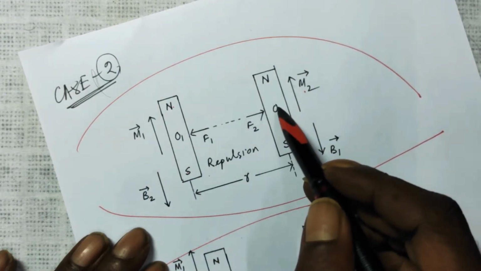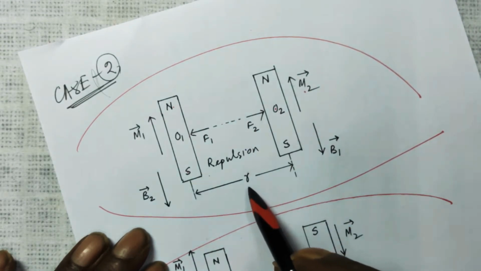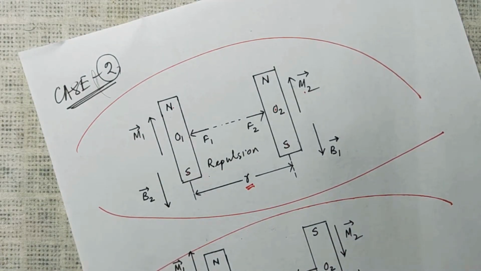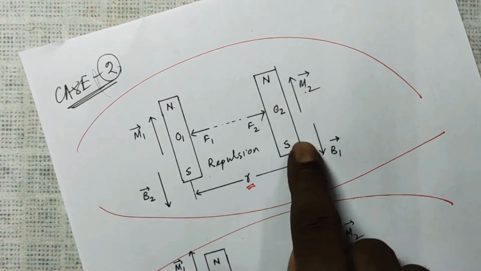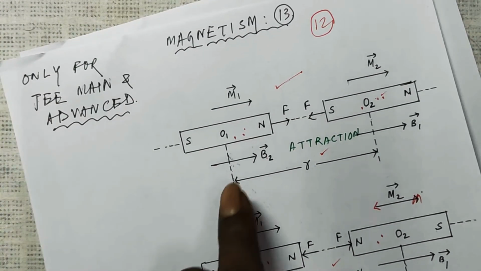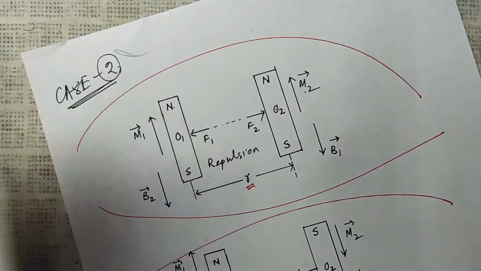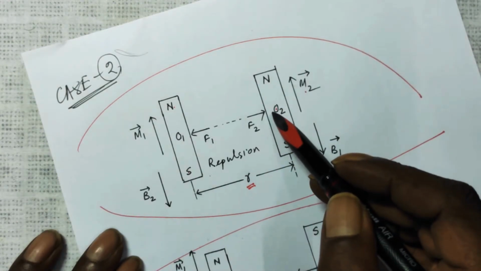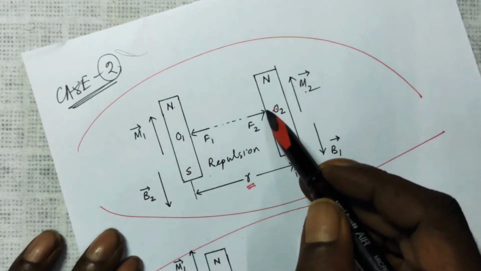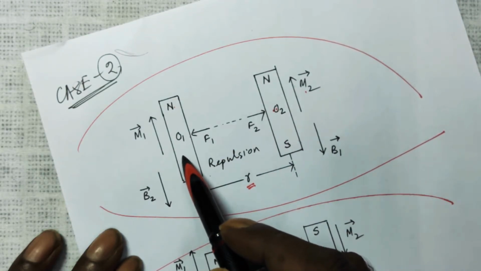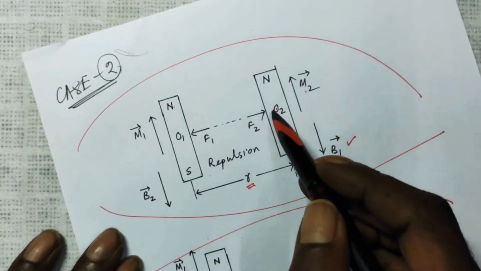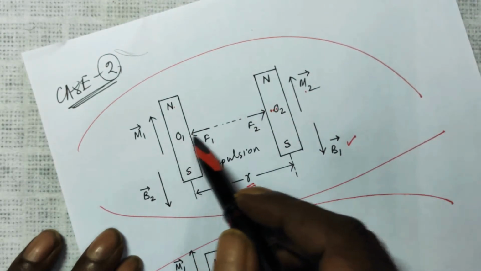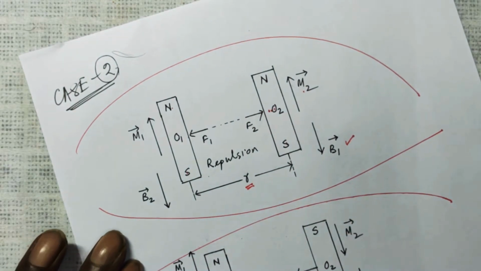Distance between their centers, from O1 to O2, is r. In the previous case, the distance was also r, but the orientation was not like this. The orientation was like this. Now at this point, at a distance r, the field due to this is B1 because this point O2 is on the equatorial line of this bar magnet. Equatorial line of this bar magnet.